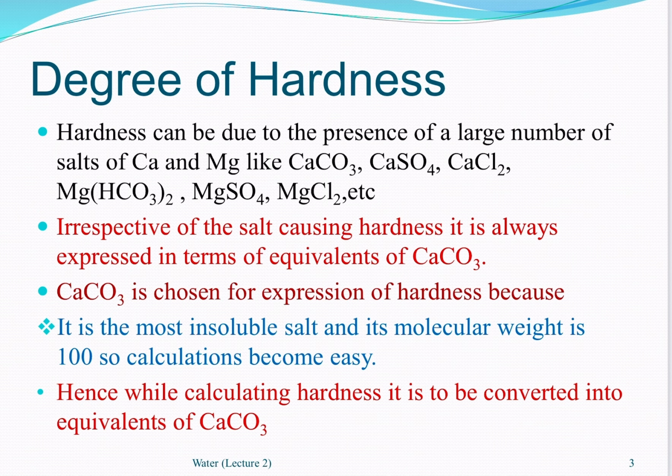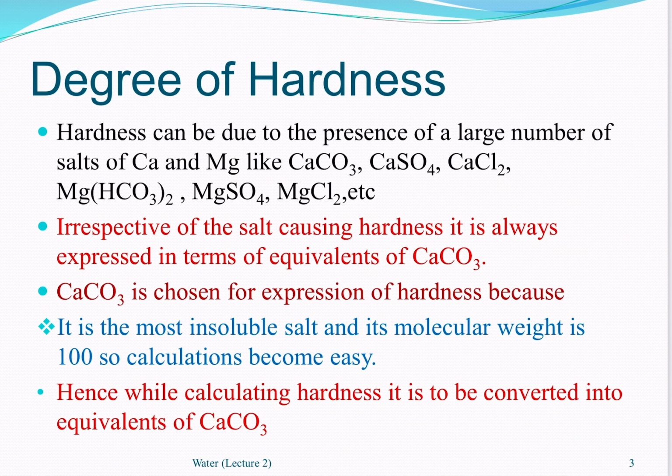Now the question arises, why is hardness chosen in terms of equivalents of CaCO3? There are two very simple reasons for this. One is that the molecular weight is 100, so the calculations become very easy. And second, it is the most insoluble salt, so it is possible to precipitate it and then you can verify the result in real terms. So, whenever you are calculating hardness, irrespective of the salt which is present in water, you have to first convert it into equivalents of CaCO3 and then proceed further.